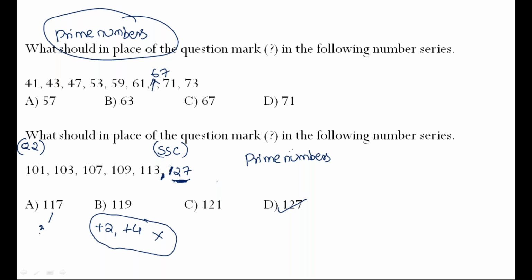117 is 13 into 9, a multiple of 9 or 3. This is 7 into 17, not a prime number. This is 11 into 11, not a prime number. 127 is the next prime number after 113, my dear friends. See that, such a good question.